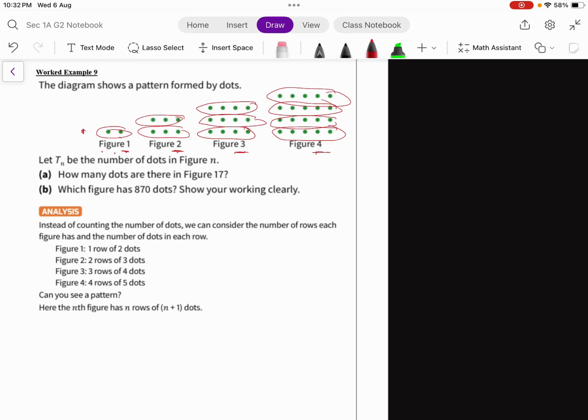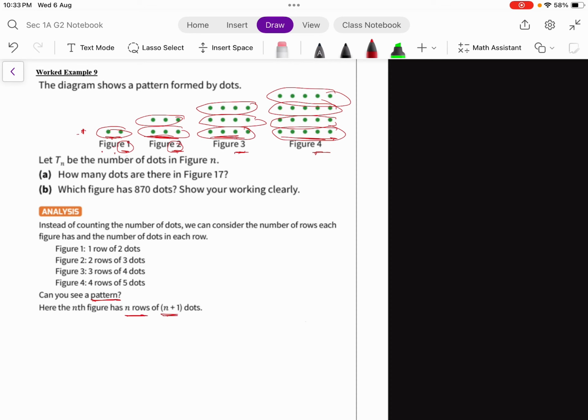But the number of dots in the row is always one more than your n. So figure 1, 2 dots in a row, figure 2, 3 dots in a row, figure 3, 4 dots in a row, figure 4, 5 dots in a row. So when they ask if you can see a pattern, here the nth figure has n rows of n plus 1 dots.